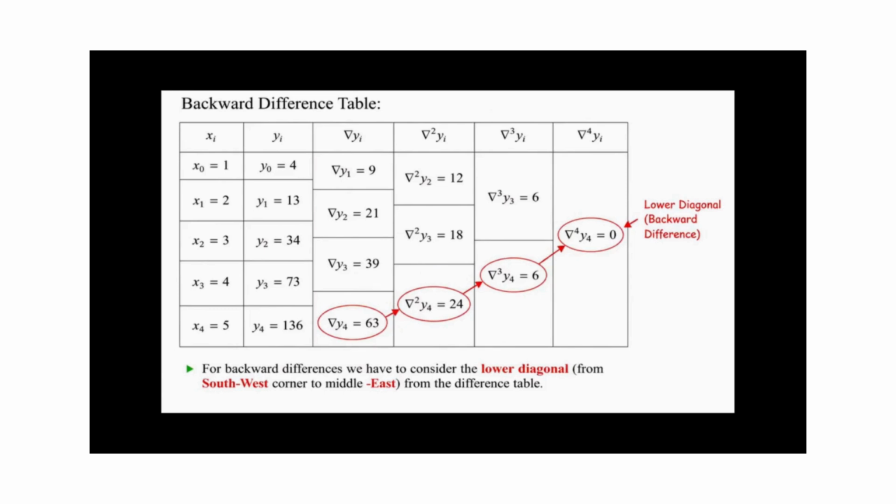Now let us construct the backward difference table. First, calculate the backward differences. The first differences are 9, 21, 39 and 63. The second differences are 12, 18 and 24. The third differences are 6 and 6. So finally the fourth difference is 0. So for backward difference interpolation, we use the values along the lower diagonal: del y4, del square y4, del power 3 y4 and del power 4 y4.